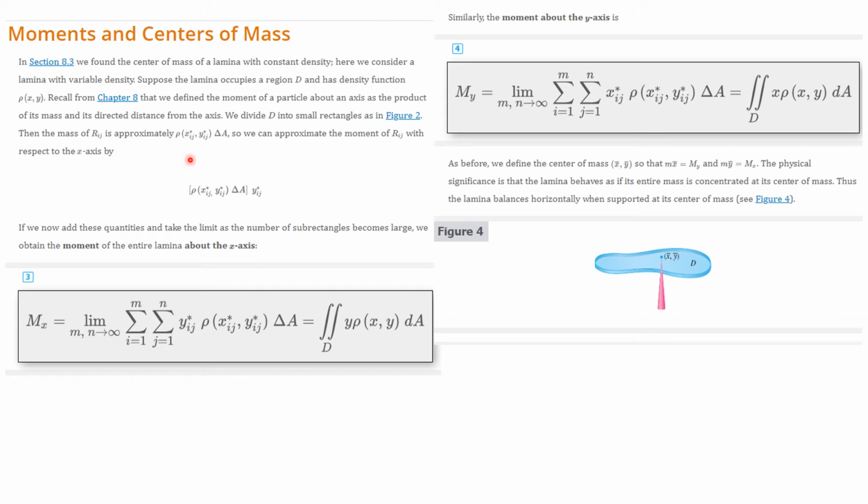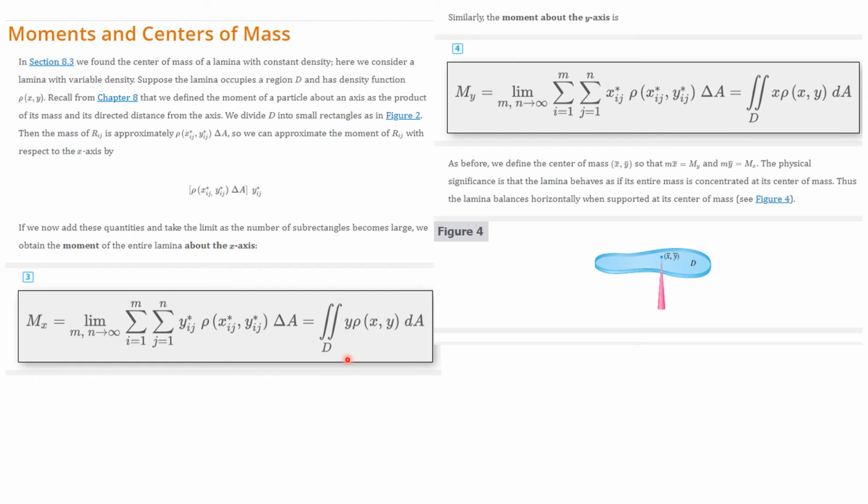What we're going to do is look at the mass, which is approximated by rho of x star, y star times delta A, and we approximate the moment about the x-axis by the distance from the x-axis, which really is the measure of y at that point. This is the moment in that small little rectangle, but if I add up all those little rectangles, I get this. The moment about the x-axis for the entire lamina is given by the double integral over D of y rho of x, y dA.